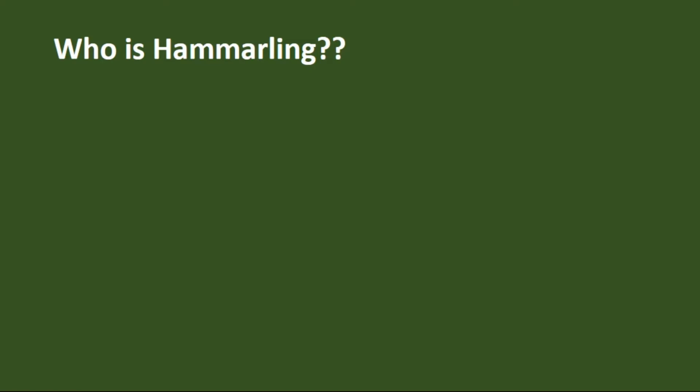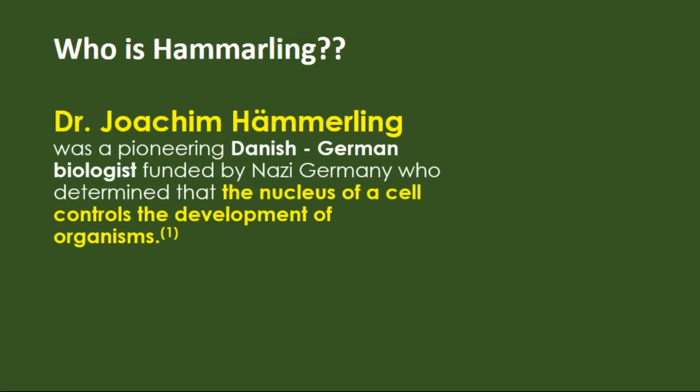So who is Hammerling? First, let's start by seeing who Hammerling is. His full name is Dr. Joachim Hammerling. He was a pioneer Danish-German biologist funded by Nazi Germany, who determined that the nucleus of a cell controls the development of an organism. Since the nucleus of a cell controls the development of an organism, he said that the genetic material is located in the nucleus, because what controls the development is the genetic material, or the genes.